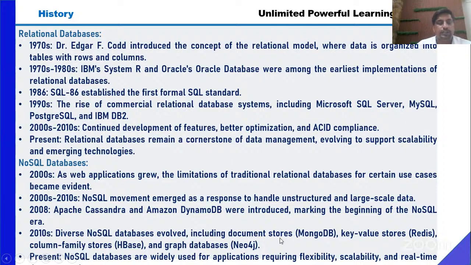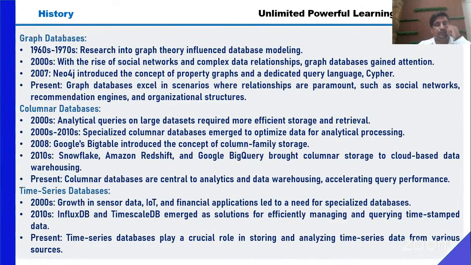So the NoSQL provides a lot of flexibility and scalability in the real-time environment. Similarly, if you move further, we have graph databases, based on graph theory, influencing database modeling for many social networks and complex data relationships. If I want to establish that, we need a database called a graph database, and Neo4j is one among them. People started using it in 2007, and it is also one of the prominent database systems where recommendation engines, social networks, and organizational structures can be represented.